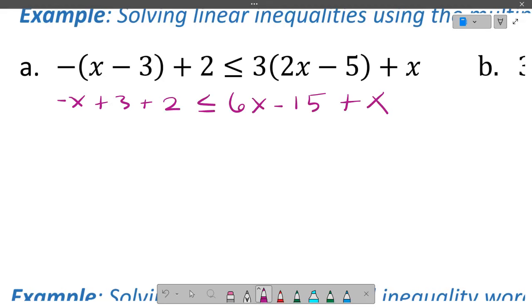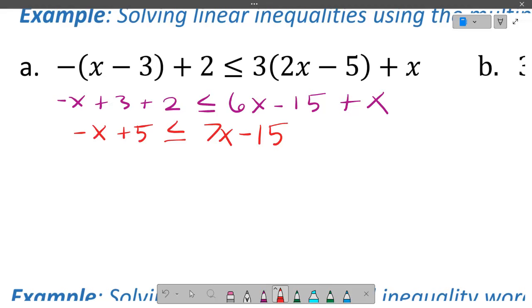Okay, so we distribute the negative and we distribute the 3. Okay, left side, what am I going to have? Negative x plus 5 is less than or equal to 7x minus 15. Okay, now inequalities are a little tricky. So strictly speaking, would it be easier to move the negative x or easier to move the 7x?